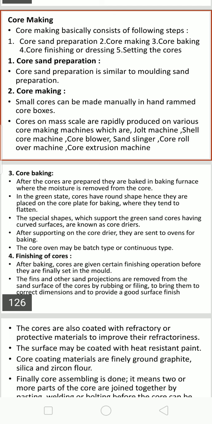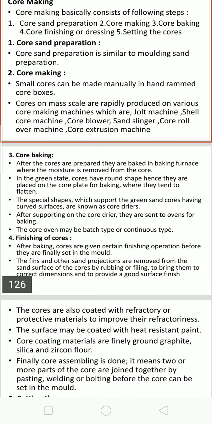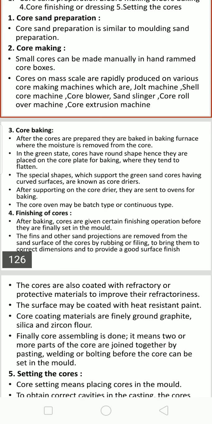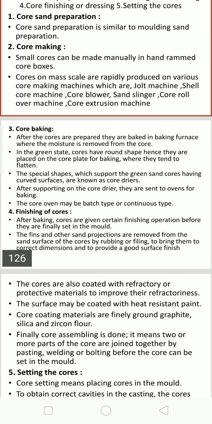Then core making, or core molding as you can call it. Cores are generally made manually or using machines. Machines are used for large scale continuous production. A core box is essentially used for core preparation. A core box resembles a pattern in many aspects.